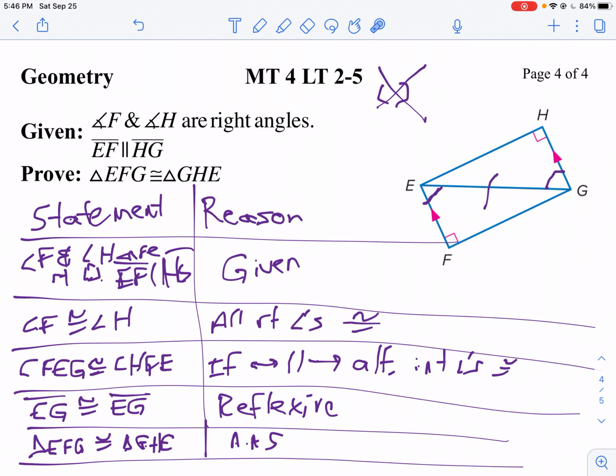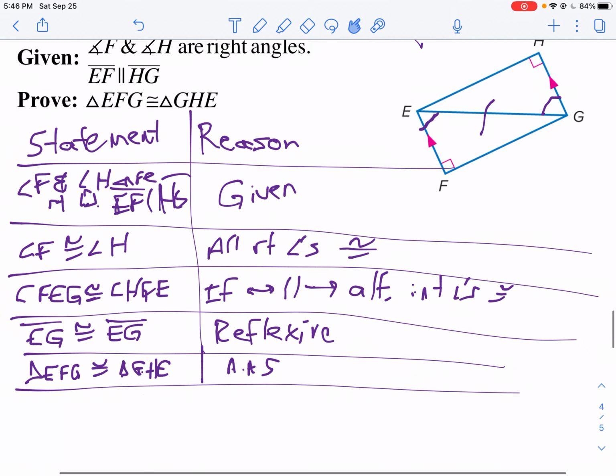Now I didn't ask it, but if they ask you to prove, for example, angle HEG is congruent to angle FGE, I would do the proof the exact same way. I'd add one more line and I'd say this angle is congruent to that angle because of CPCTC. Corresponding parts of congruent triangles are congruent.